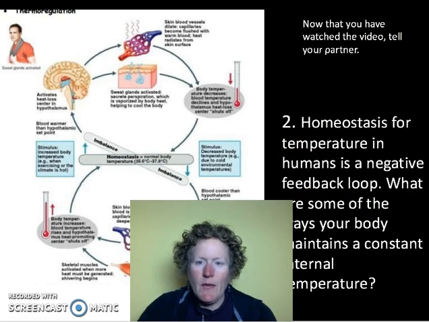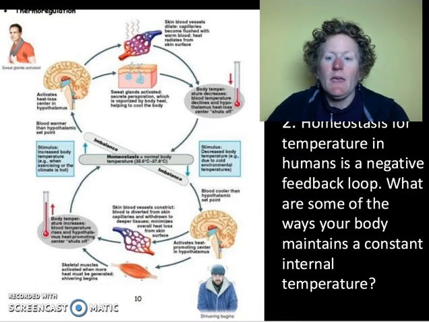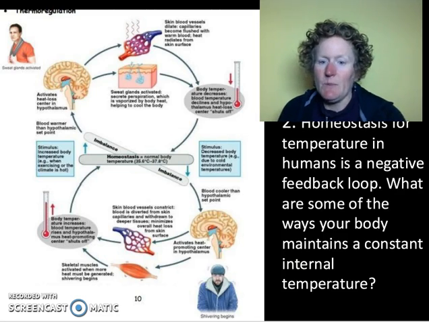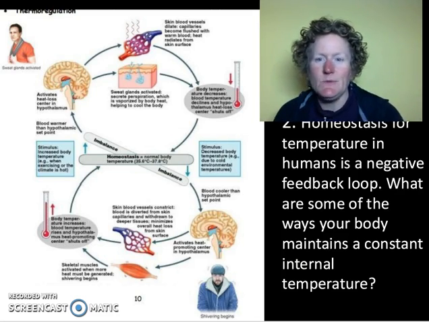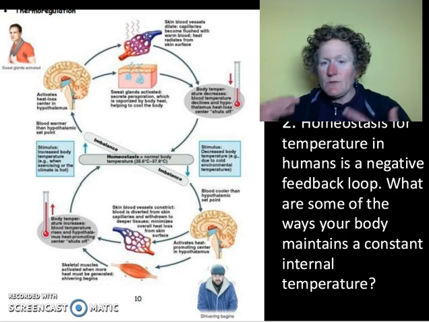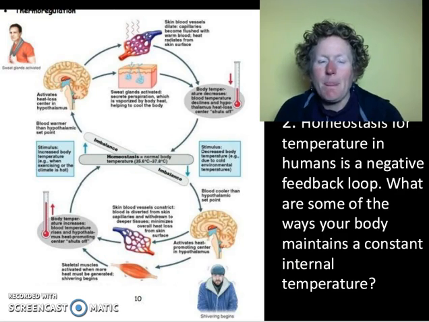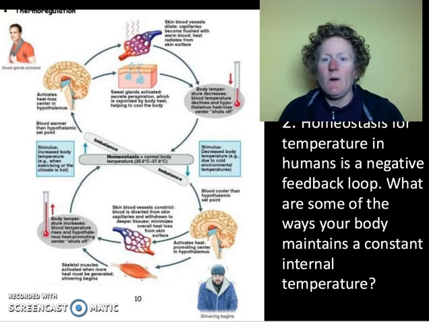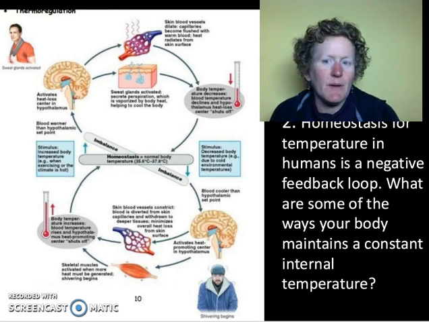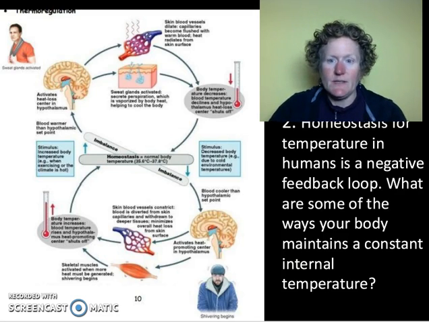Temperature, the way we have homeostasis for temperature in humans, is a negative feedback loop. In other words, we're always trying to come back to 98.6, that set point. What are some of the ways that your body maintains a constant internal temperature? How does your body always try to get back to that set point of 98.6 Fahrenheit or 37 degrees Celsius?